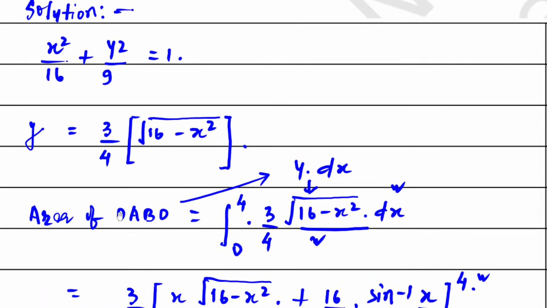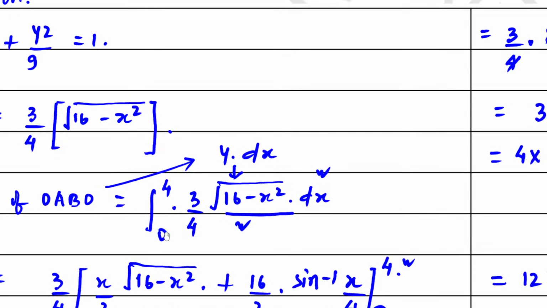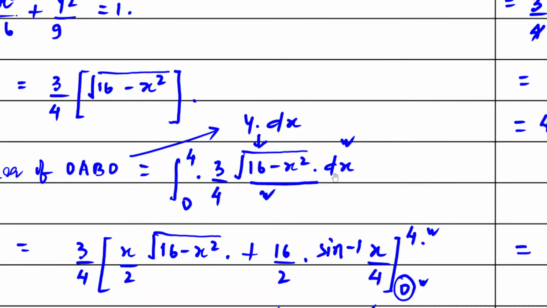Therefore area of OABO equals the integral, where this is the lower limit 0 and this is the higher limit, of y into dx. So the value of y is 3 by 4 root of 16 minus x square into dx. So we put here, when x equal to 0 then y equal to what, and when y equal to 0 then x equal to what. So the value of x changes from 0 to 4.